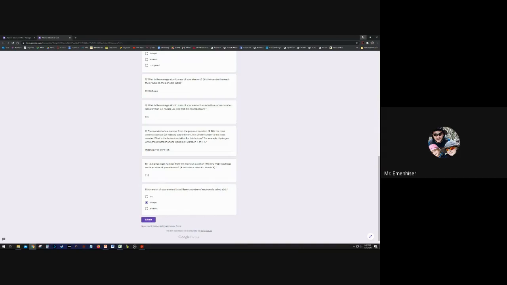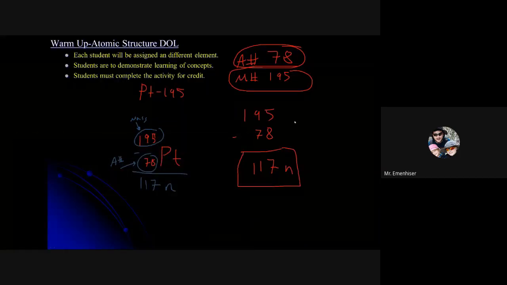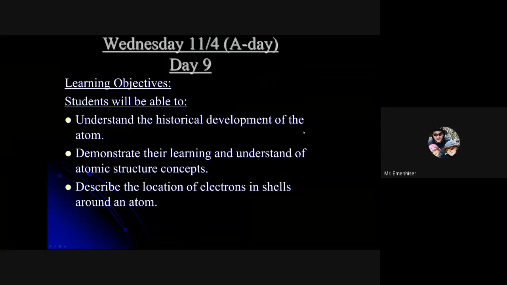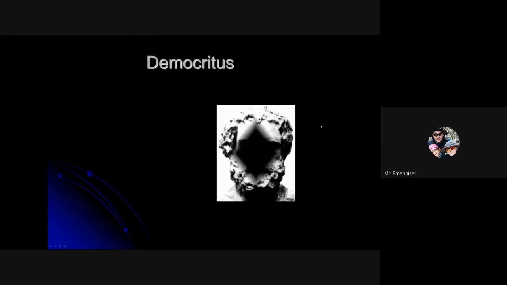All right, now I'm going to quickly go through the historical development of the atom. So students will be able to understand the historical development of the atom, demonstrate their learning and understanding of atomic structure concepts, and then we're going to talk a little bit about describing the location of electrons in shells around an atom. So I want to start introducing the concept of how the electrons are organized in shells around the atom. All right, so we talked about Democritus.